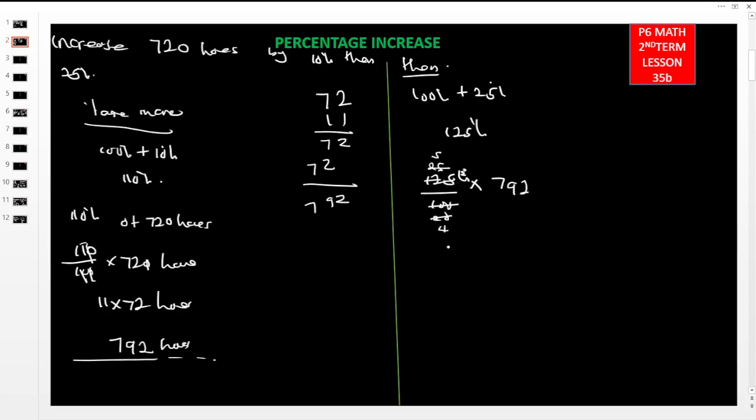So what are we having? We are having 792 divided by 4. How many 4s are in 7? That's 1, remainder 3. How many 4s are in 39? That's 9, which is 36, remainder 3. How many 4s are in 32? That's 8. So we have 5 times 198, which is 990. So the holes become 990 holes there.